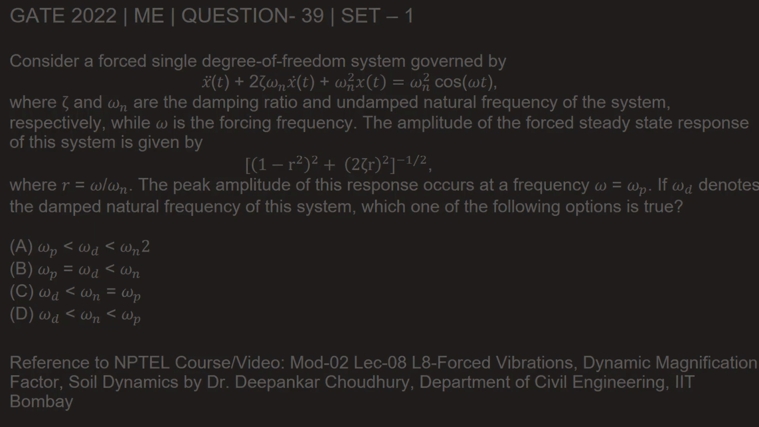Let's find out. Now there are three frequencies involved in here. One is the damped frequency omega d, the other is forcing frequency omega, and natural frequency of the system omega n. It is given that the amplitude of response will be maximum when this omega is equal to omega p. And now we are being asked to find out the relationship between omega d, omega p and omega n. Let's do that. We'll first write the given things.